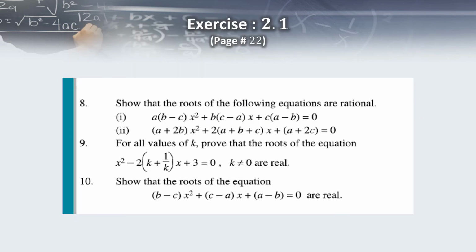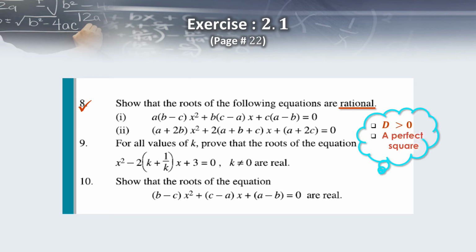Moving on to the next question. In question number 8, we have to show that the roots of the given equations are rational. For the rational roots, basically we have to show that the discriminant is not only positive but a perfect square as well.